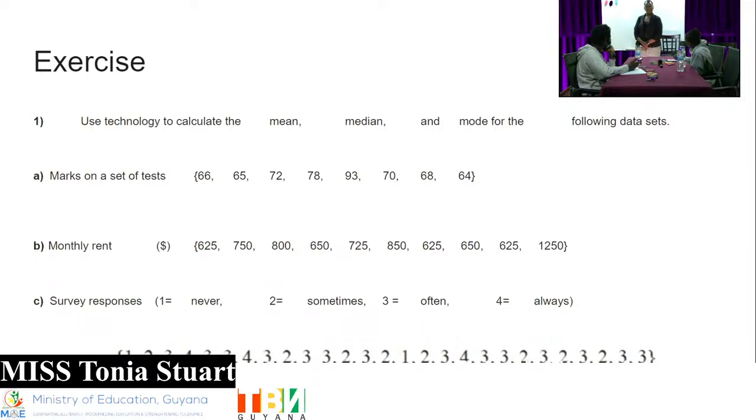All right. So let's go again. Let's add 66, 65, 72, 78, 93, 70, 68, 64. Okay, so you added wrong just now. Yeah. All right, good. So we have 72. So we have the mean.